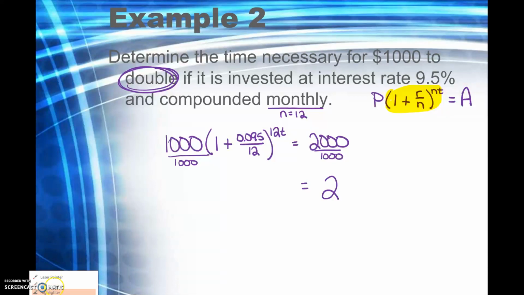All right. Now, I don't really like this because we're going to have to estimate what this decimal is. So put the stuff in the parentheses in your calculator. 1 plus 0.095 divided by 12. It is 1.0079 raised to the 12t.